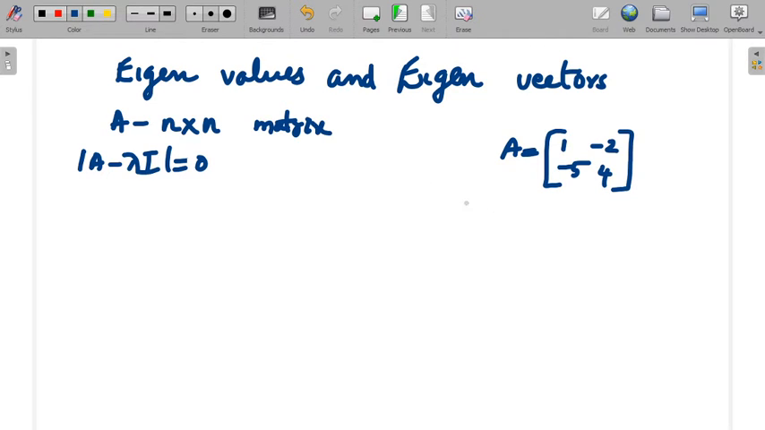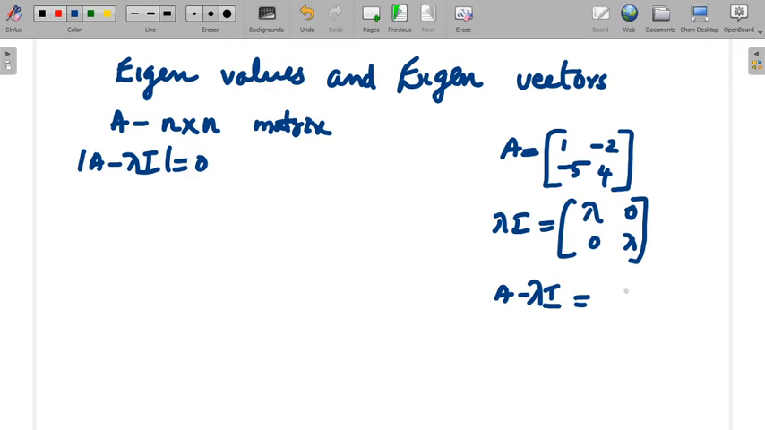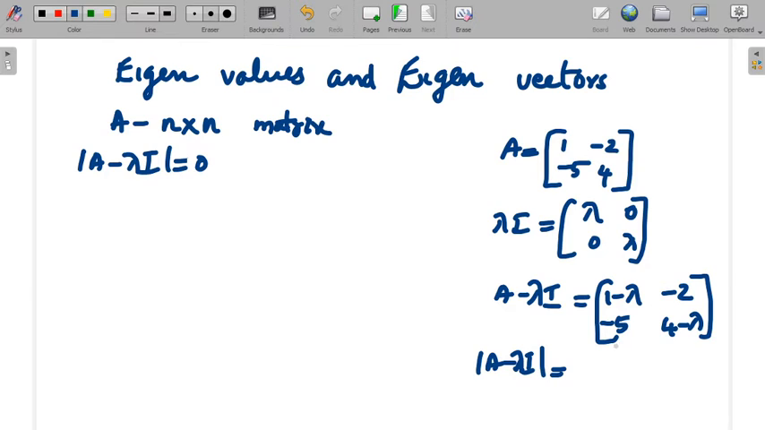Then we take I as an identity matrix of the same order, so that lambda I is equal to lambda 0, 0 lambda. So A minus lambda I is equal to the matrix 1 minus lambda, minus 2, minus 5, 4 minus lambda. So if you find determinant A minus lambda I, this will be equal to 1 minus lambda into 4 minus lambda minus 10, which is equal to lambda square minus 5 lambda minus 6.